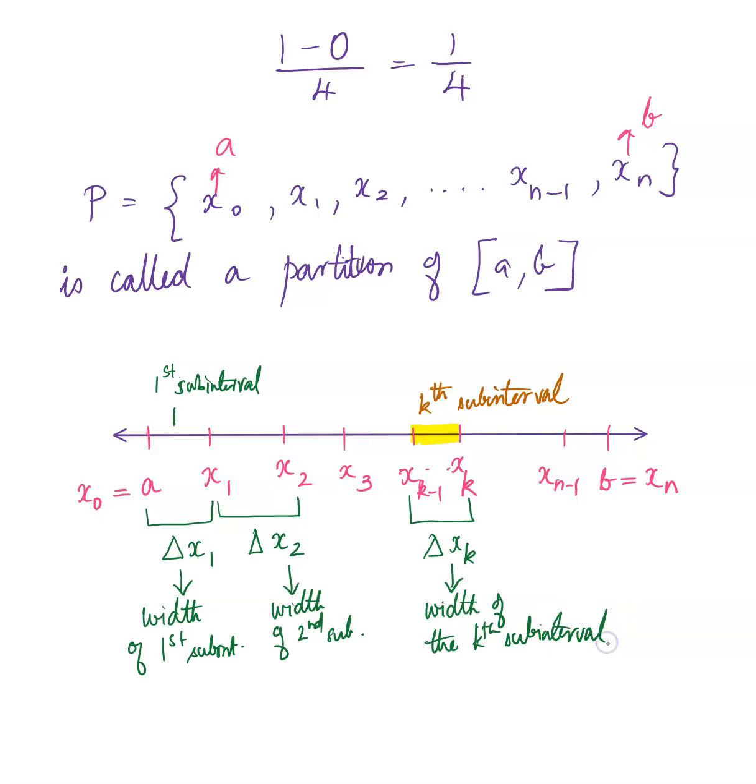This is important because there'll be a rectangle above this. If there's a rectangle above this, we need to find the length times the width in order to get the area, and so the width is determined first. This is going to be delta xk, the kth interval's width. And the last one will be delta xn, because that is the nth interval, the last one.